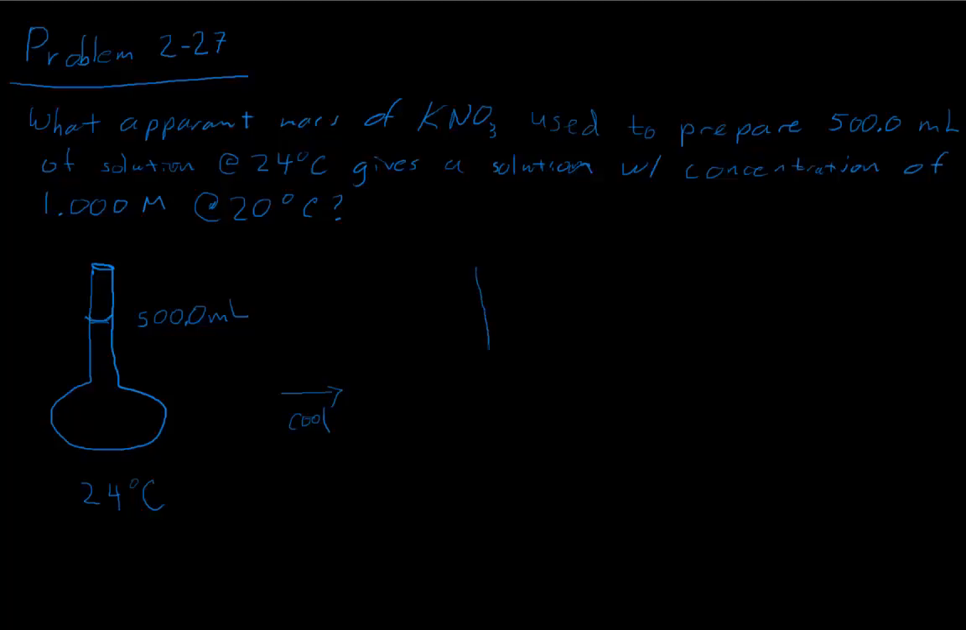Well, let's think about that. Here's that same flask again. It sort of looks the same, and again, it's 500 mils. And here we're at 20 degrees Celsius. What the problem tells us is that at 20 degrees Celsius, we want this solution to have a concentration of 1.00 moles per liter.